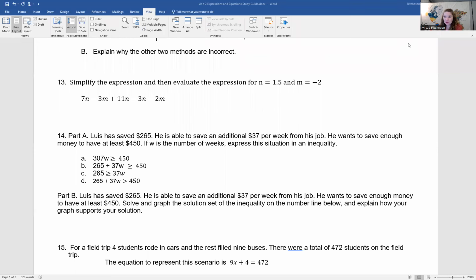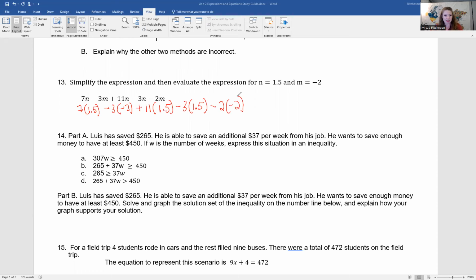All right, number 13, we are going to evaluate. We're going to substitute 1.5 for n. So we're going to multiply 7 times 1.5 minus 3 times negative 2 plus 11 times 1.5 minus 3 times 1.5. Make sure that all those substitutions go in parentheses. Minus 2 times negative 2.